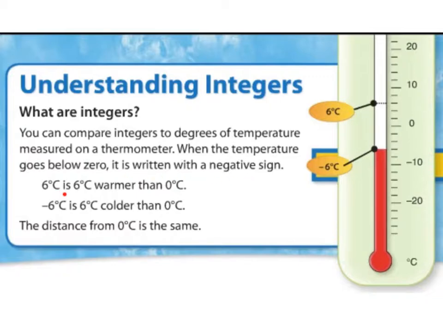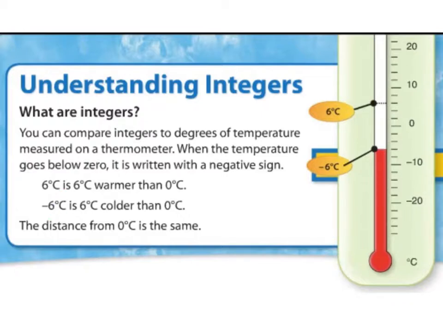6 degrees Celsius is 6 degrees Celsius warmer than 0 degrees Celsius. Negative 6 degrees Celsius is 6 degrees Celsius colder than 0 degrees Celsius. I see that they're making a relation to going up is warmer and going down is colder. And when you go down, you have the option of getting a negative sign once you pass 0. The distance from 0 degrees is the same for these two numbers.